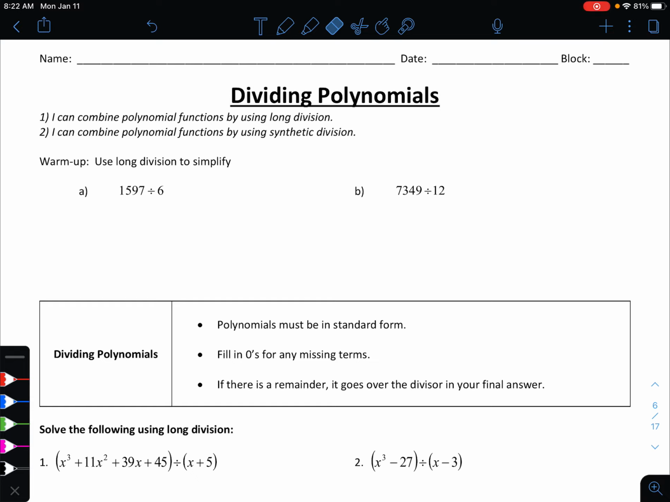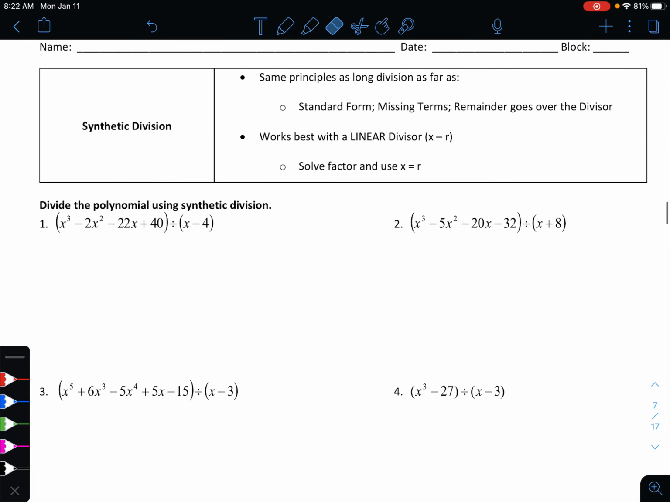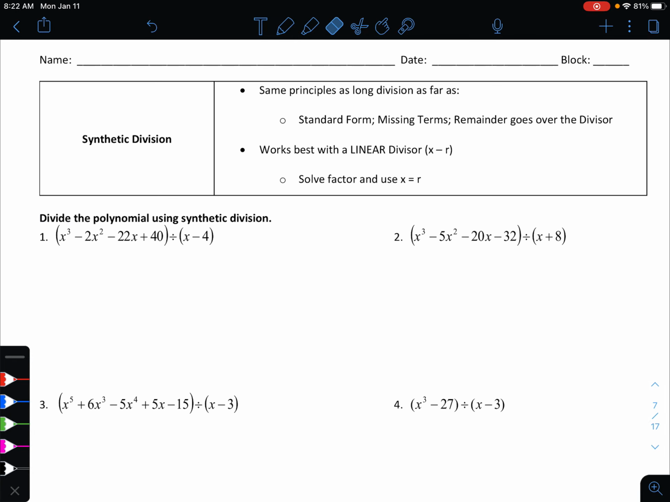There's actually going to be two methods that we'll talk about for division. There's kind of a more general method, which is what we're going to talk about today, which is long division. And then in an upcoming video, I'll cover the second part of division, which is all about synthetic division.